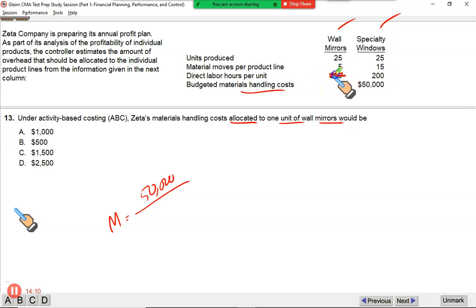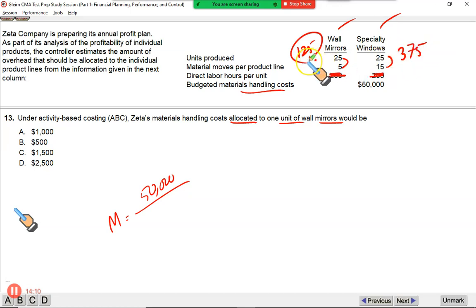It is not driven by labor hours. Handling cost is driven by the number of moves. Wall mirror requires 5 moves. There are 25 wall mirrors, so it means it will require 25 times 5, 125 moves. And the specialty window requires 15 moves per window, and there are going to be 25 times 15. So this item total will require 375 moves.